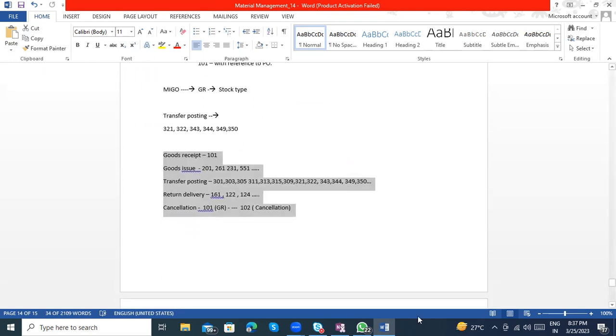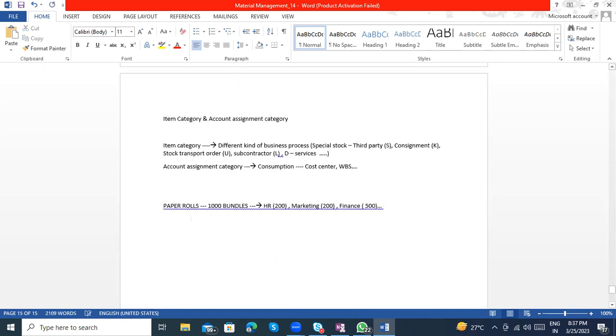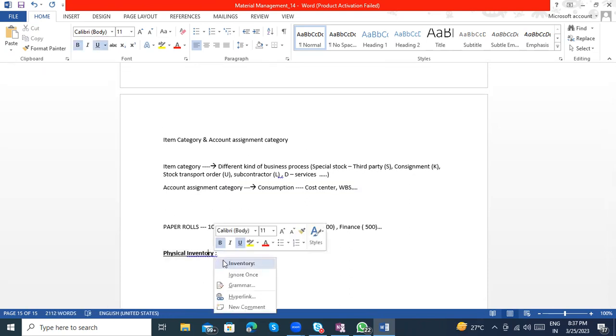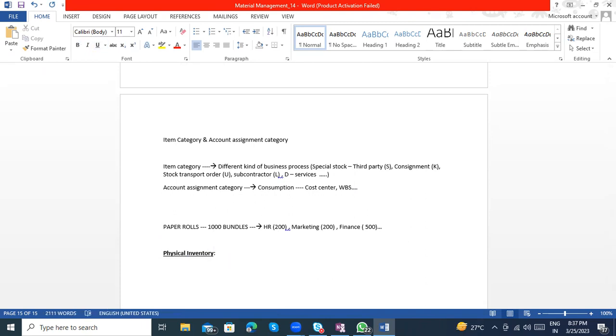All right. So there is one more concept in inventory management, that is physical inventory. What do we mean by physical inventory? I think we already discussed this point. Physical inventory is nothing but manually counting the stock to validate the system stock, comparing the physical stock to our system stock.